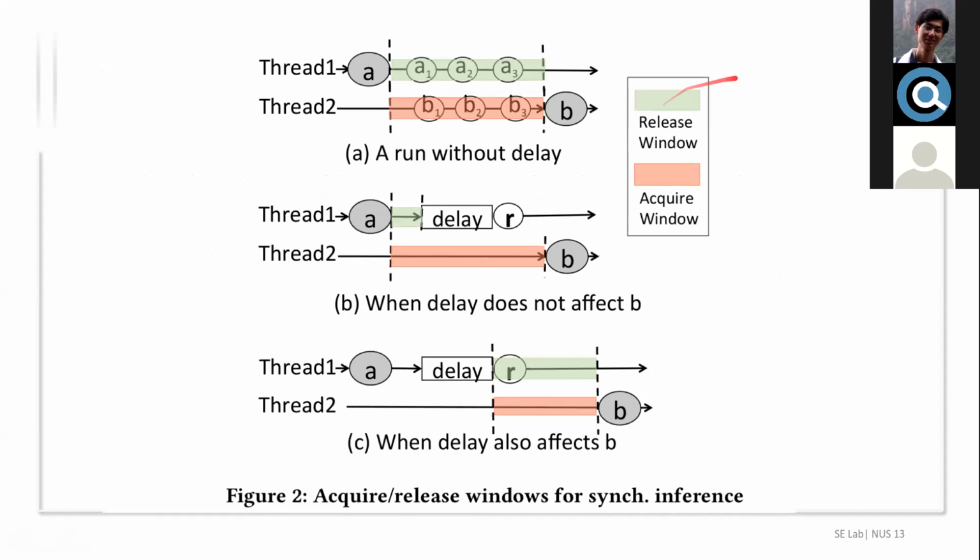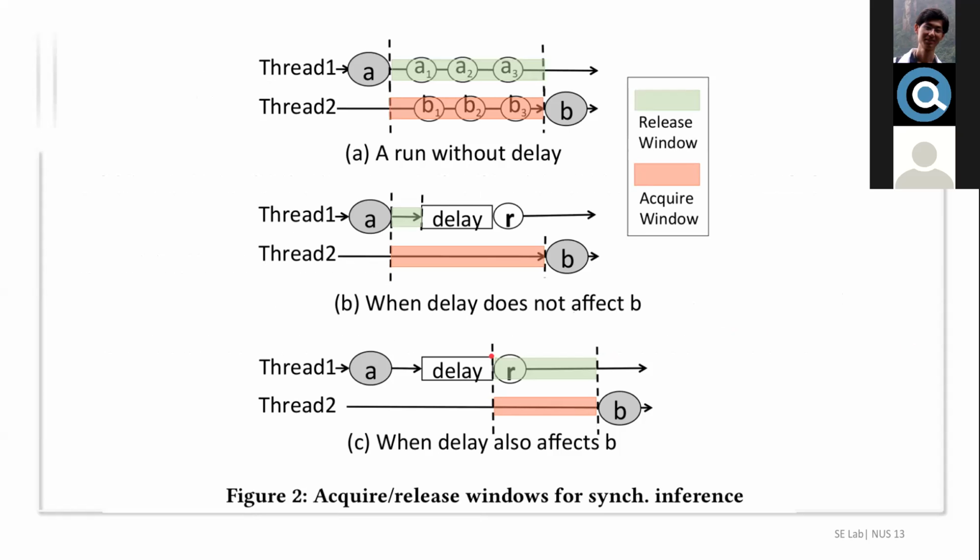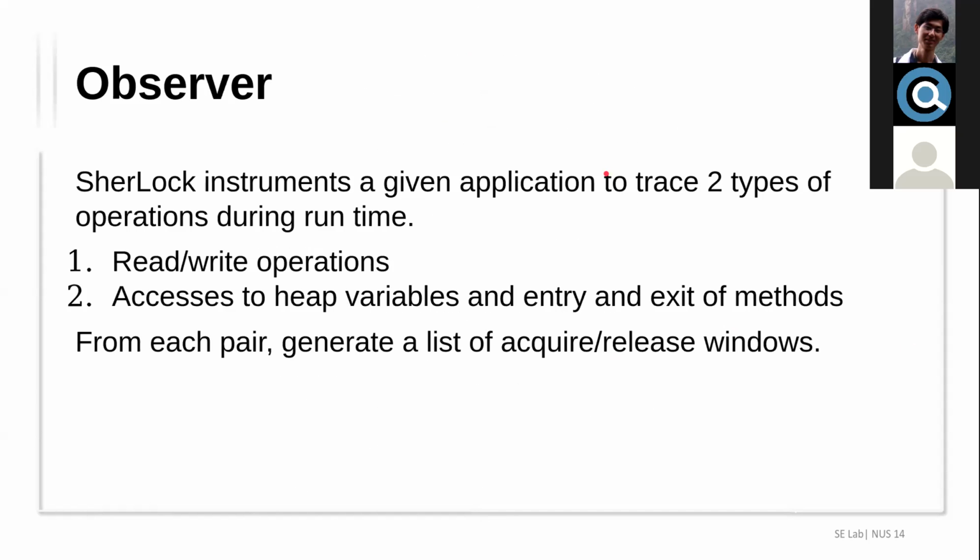Yes. So this is the picture that I was trying to show. The observer basically captures all the read and write operations, the accesses to the heap variables, and the entry and exit of methods. From each pair, we generate a list of windows, right? So we have this set of events happening here. And they also do a bit of filtering.